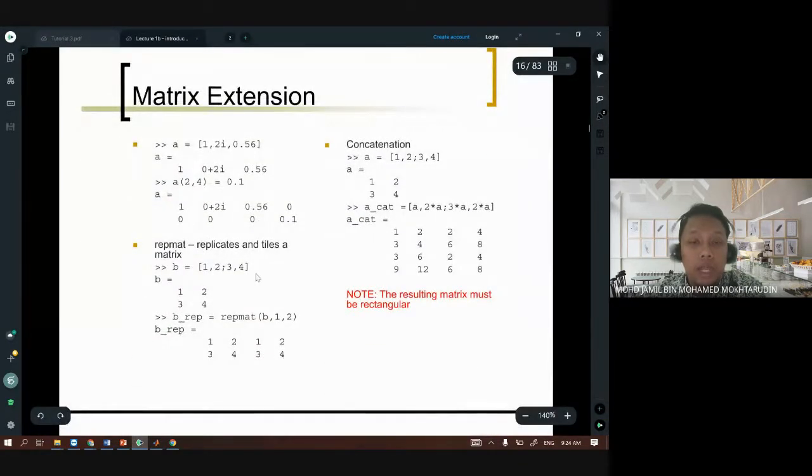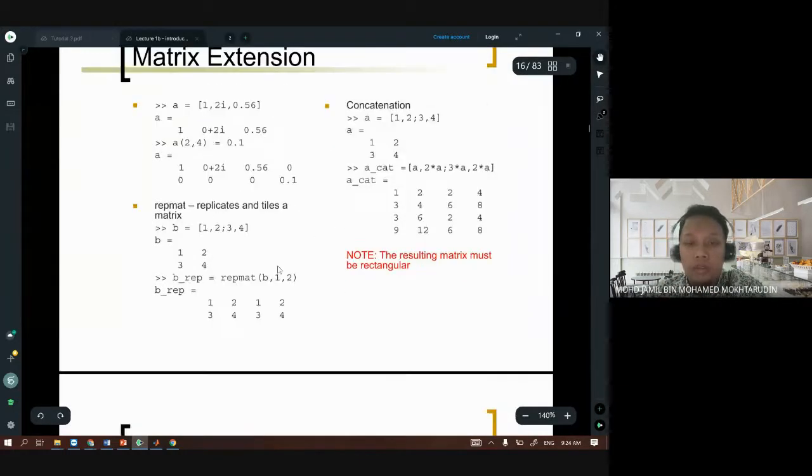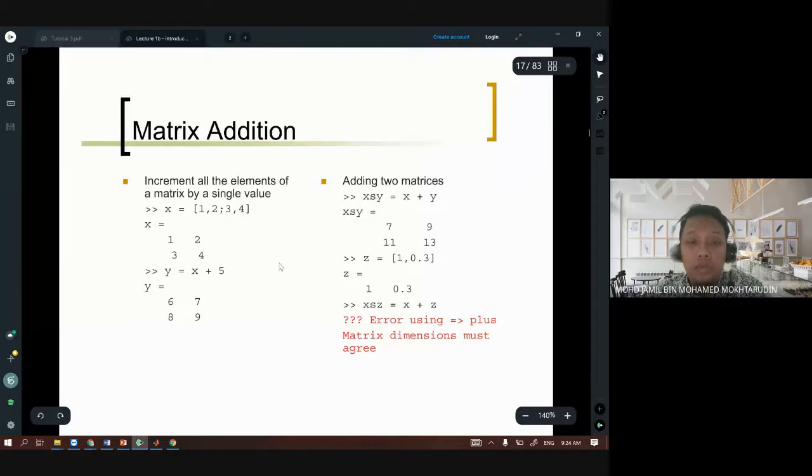Okay, sometimes you can extend a matrix. You can make it bigger. Tak penting kot. And you can do operations on matrices.